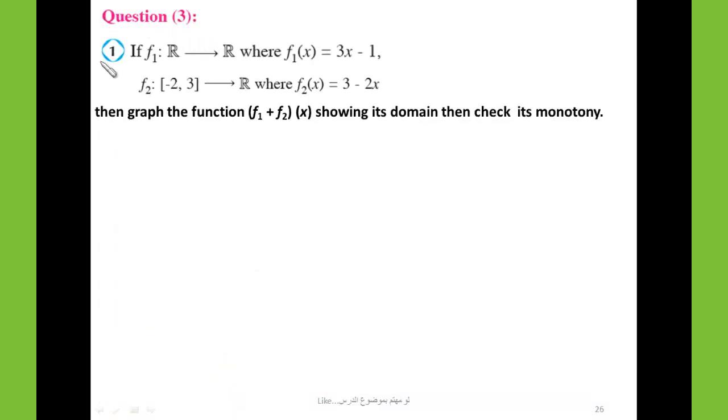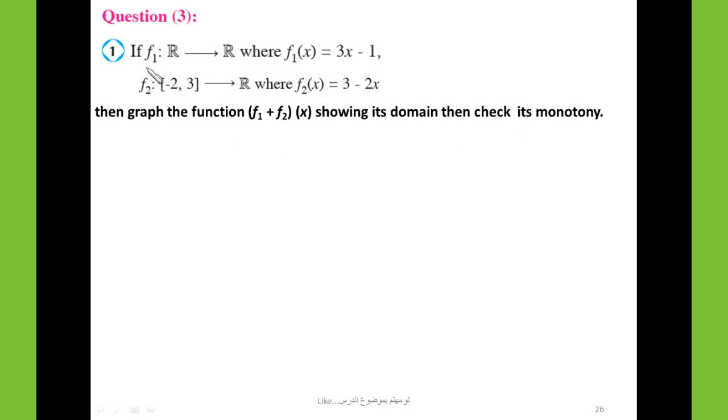Question 3. 1. If f1 from R to R, where f1 of x equals 3x minus 1, and f2 is a function, its domain negative 2 to 3, to R, its codomain, where f2 of x equals 3 minus 2x. Then graph the function f1 plus f2 of x, showing its domain, then check its monotony.